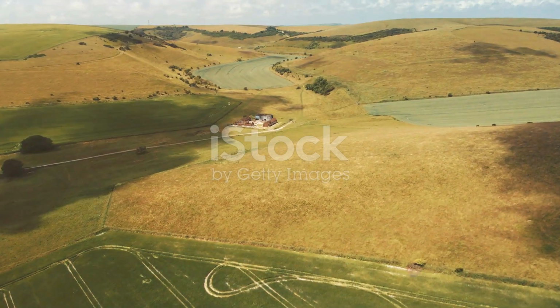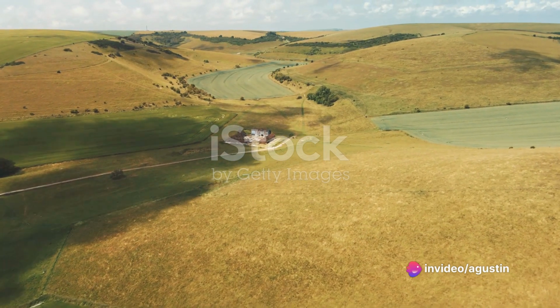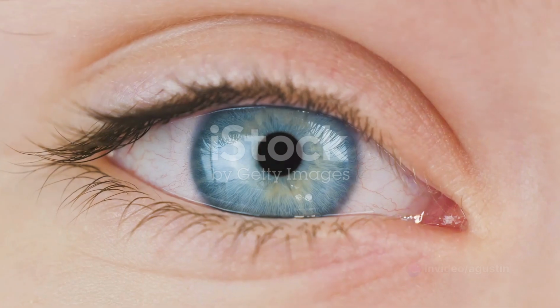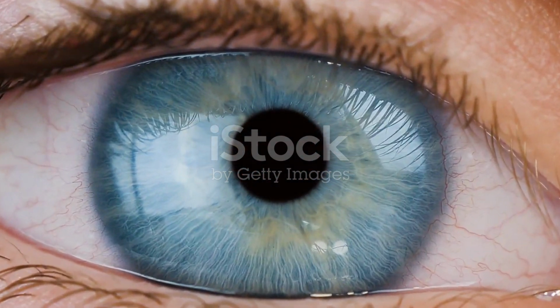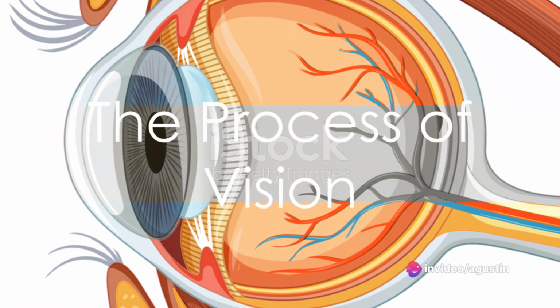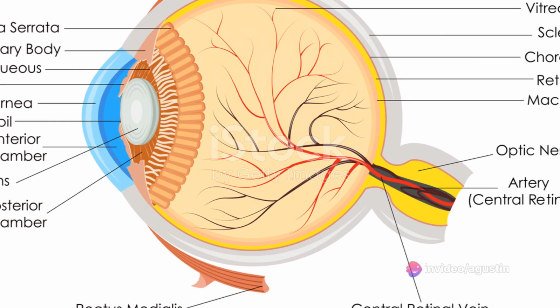All these components work in sync, allowing us to perceive the vibrant colors, breathtaking landscapes, and subtle details of our surroundings. So the eye is not just a window to the world, but a sophisticated camera that captures and interprets everything we see. Now that we know the basic parts of the eye, how do these parts work together to create the images we see?